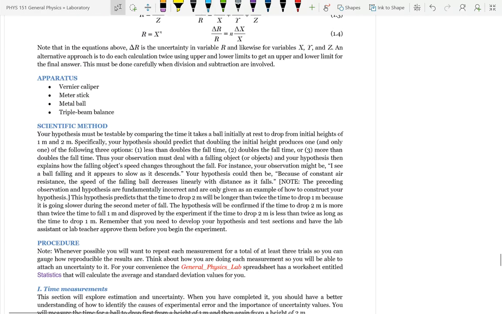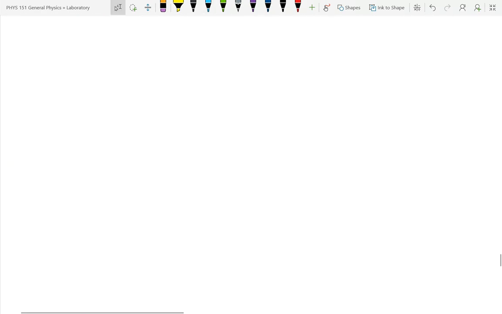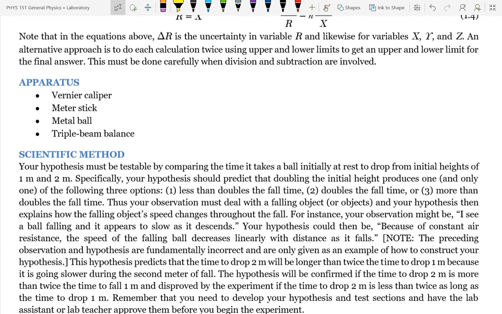So for the experiment, the equipment we need is the vernier calipers, the meter stick, metal ball, and triple beam balance. Here's a triple beam balance. Before we start with the experiment, I'll show you how to use the triple beam balance. First thing with the triple beam balance, it works via torque balance. You want to make sure that it's zeroed properly. So make sure each one of these sliders is actually in the 0 position.